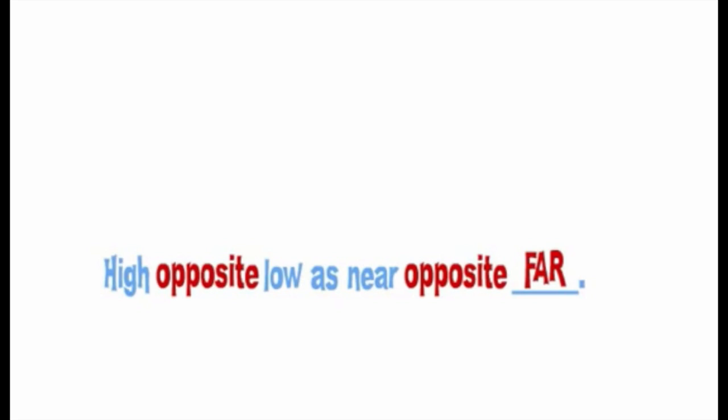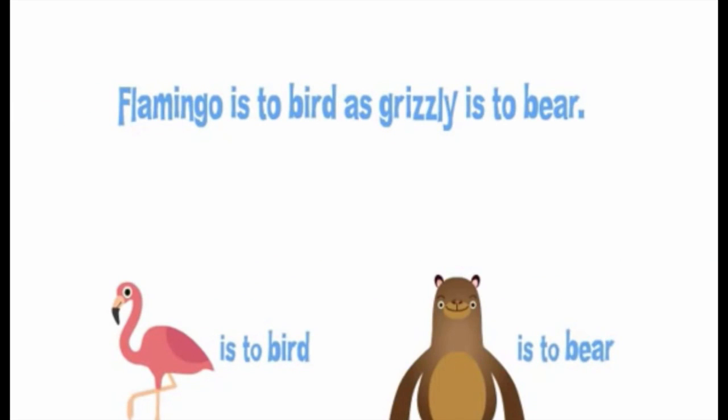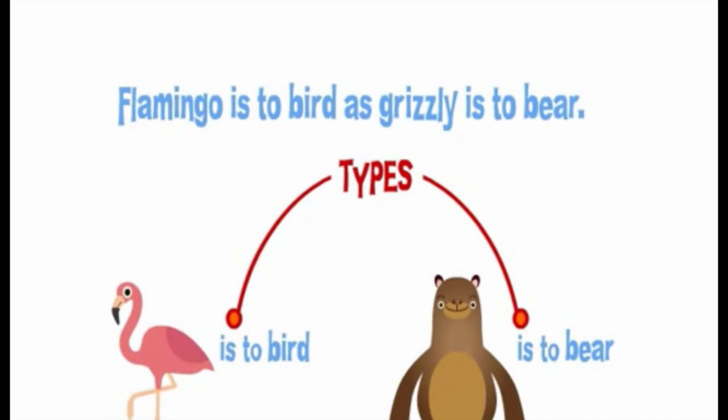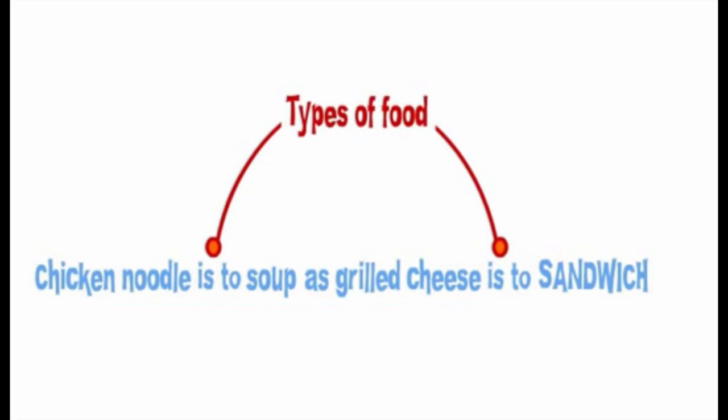Let's do another one we've seen before. Flamingo is to bird as grizzly is to bear. What is the relationship here? These were types of animals. Let's try to finish an analogy that uses types. Chicken noodle is to soup as grilled cheese is to sandwich. Chicken noodle is a type of soup, just like grilled cheese is a type of sandwich. The relationship? Types of food.